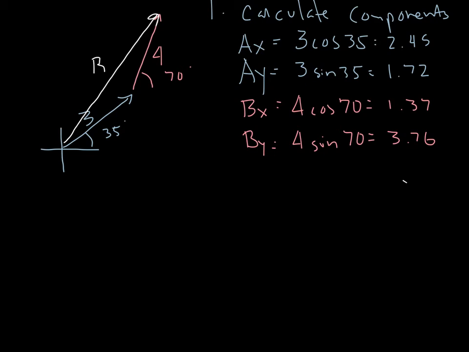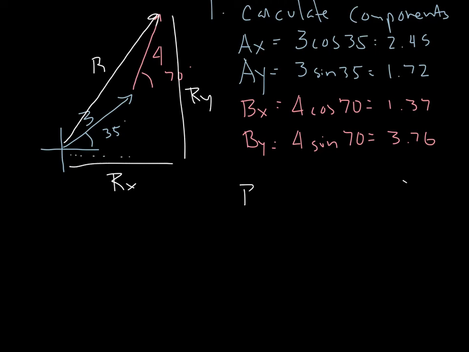So we've gone ahead and calculated what those components are. If you take a look at the drawing, 3's x component is how far it went on the x-axis, and 3's y component is how far it went here on the y-axis. So that's AX, AY. And likewise, this is BX and BY. So now, if we add together those like components, we're going to get the two sides of this right triangle, what we are going to call RX and RY.